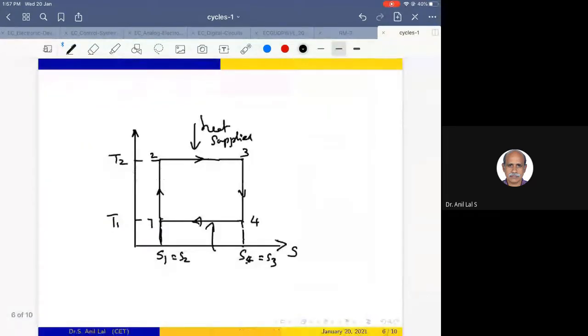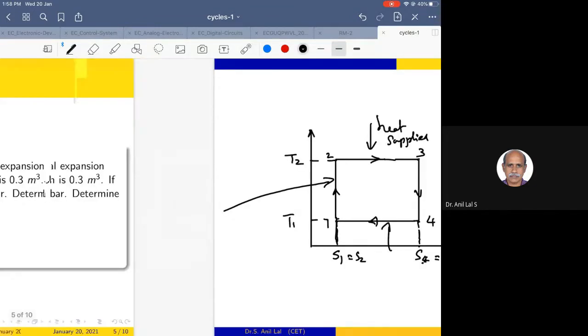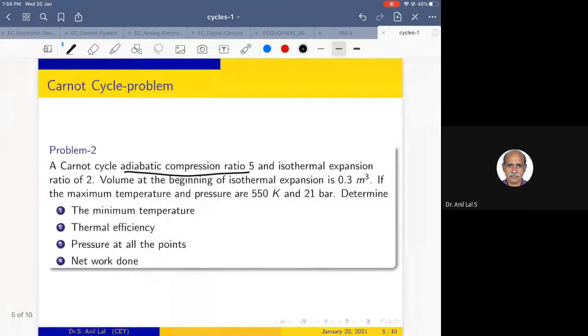And what is the adiabatic compression process? We know 1-2 is the adiabatic compression. So the volume before compression is V1, the volume after compression is V2, and this ratio is equal to 5. So by reading the problem statement, you should be able to write this down. So the adiabatic compression ratio is given by V1 by V2. Similarly, isothermal expansion ratio is 2.